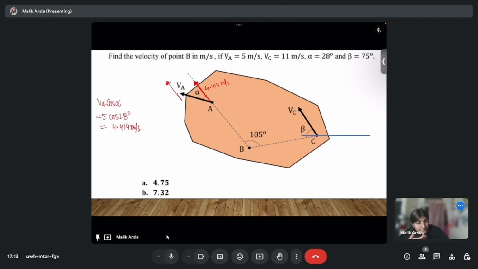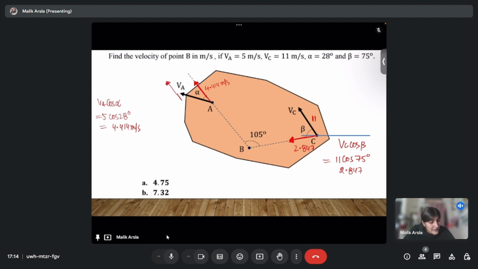Okay, so now this component here is equal to VA cos alpha, which is 5 cos 28. What is this value coming out to be? 4.414 meter per second. So this is 4.414 meter per second, right? Now what is the velocity of C given as? 11, right? And what is the velocity of C along this component? It will be Vc cos of beta, which is equal to 11 cos of 75 degree. What is that coming out to be? Quickly. 2.847. Right, so this is 2.847.